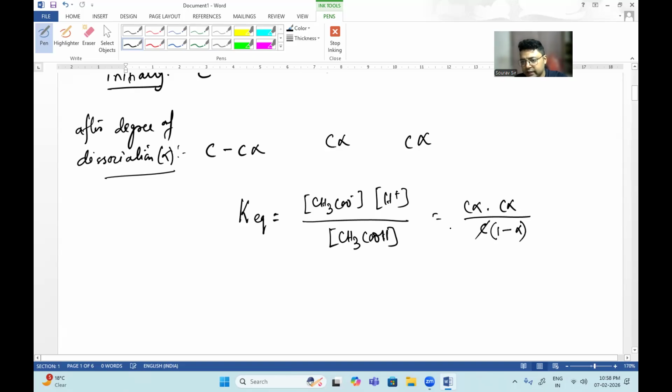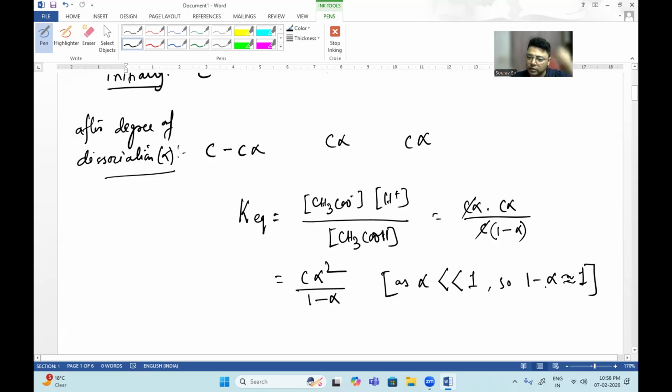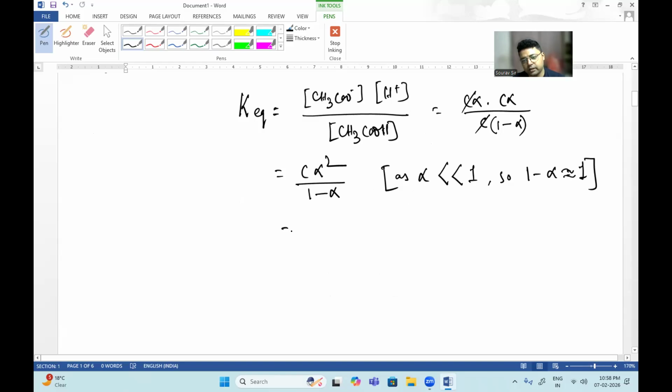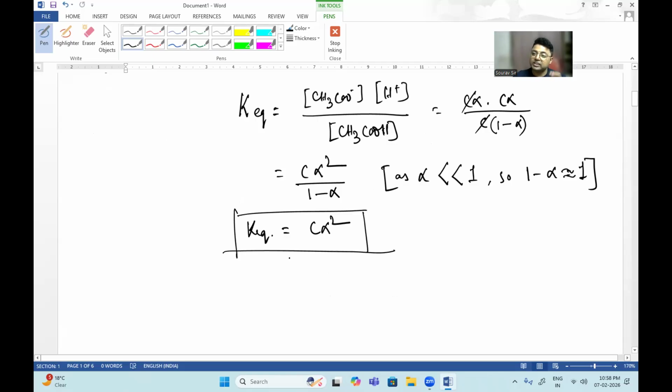So one of the C will get cancelled and you will get C alpha square over 1 minus alpha. And as alpha is less than 1, 1 minus alpha can be considered to be 1 as well. So we can write that K equilibrium is equal to C alpha square. This is the equilibrium constant for the dissociation of a weak acid.